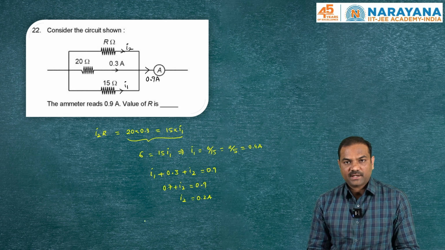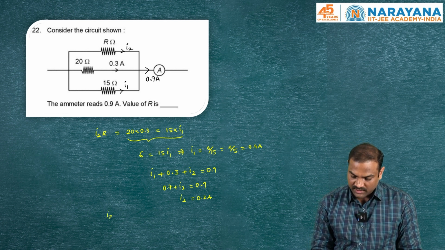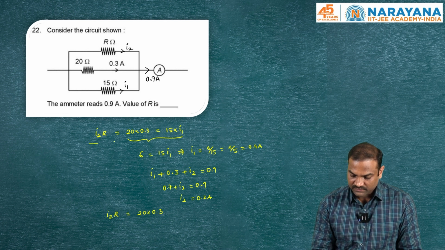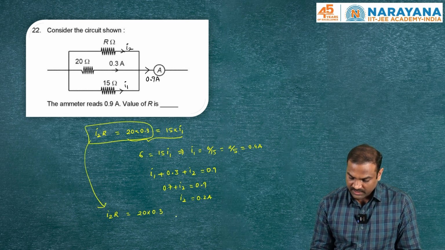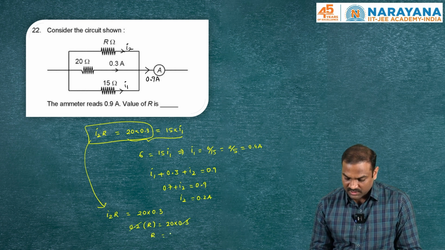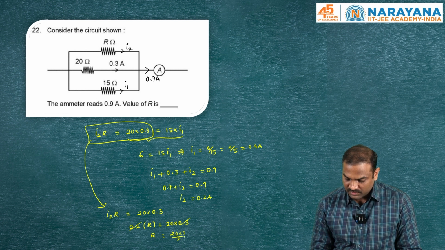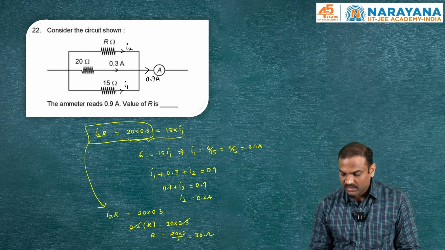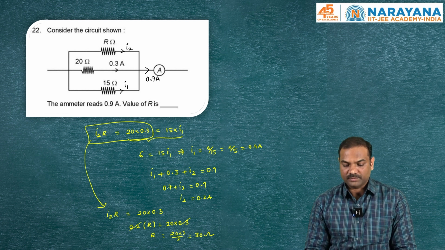Once I know the I2 value, I can find the R value. How? I2 into R is equal to 20 into 0.3, taking the first part. So 0.2 into R is equal to 20 into 0.3. Then R is equal to 20 into 3 by 2, which is 30 ohm. So the required answer is 30 ohm.